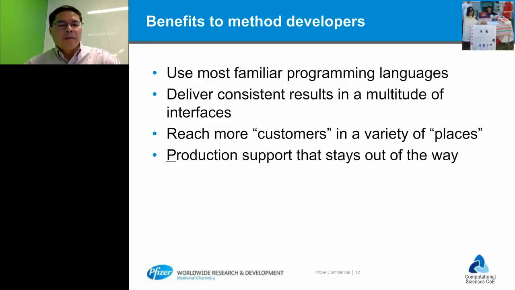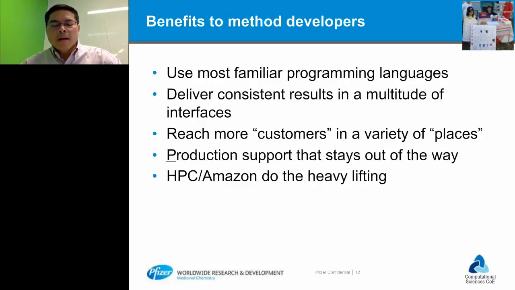So there's sort of a dividing of responsibility. IT is responsible for the framework of CCT and the machines that run it. The scientists are responsible for the quality and accuracy of the method. And finally, if the method itself is computationally intense, you don't have to worry about whether the client can handle it, because HTC and Amazon will do the heavy lifting for them.